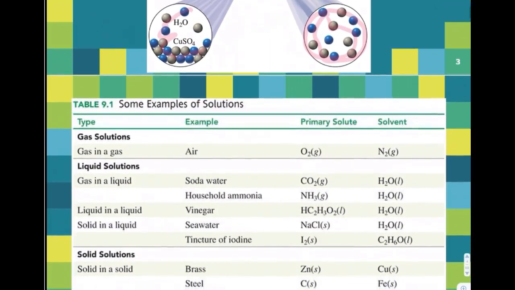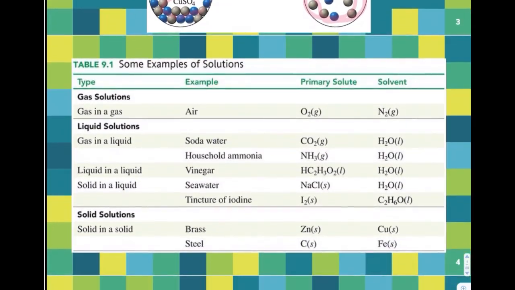You can have solutions of solids and gases, you can have solutions of liquids and liquids, you can have solutions of solids and solids, and so here are some examples of that to take note of. Please know that air is a gas in a gas solution. It is mostly nitrogen and partly oxygen, so the solvent would be the nitrogen because it's the one that is the most.